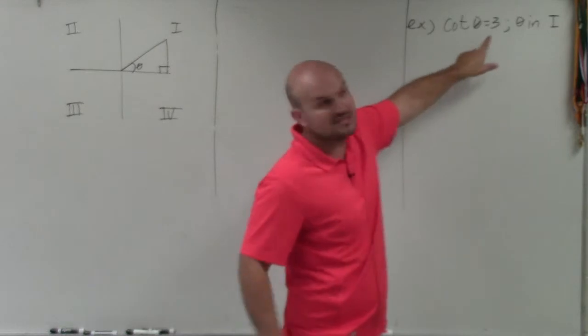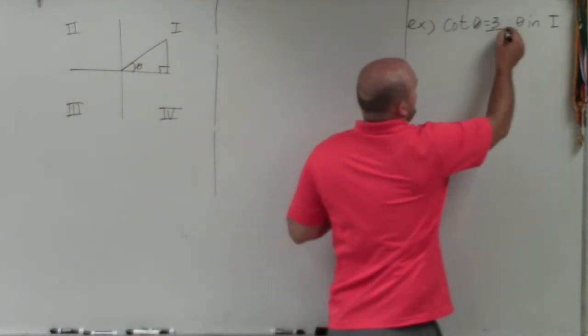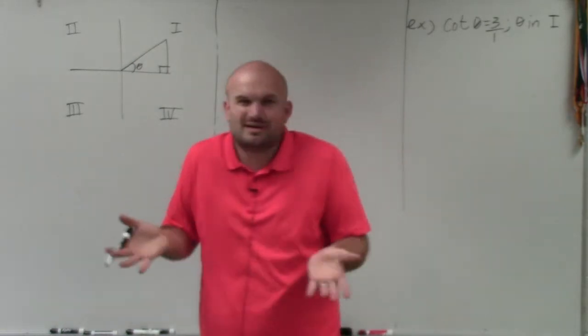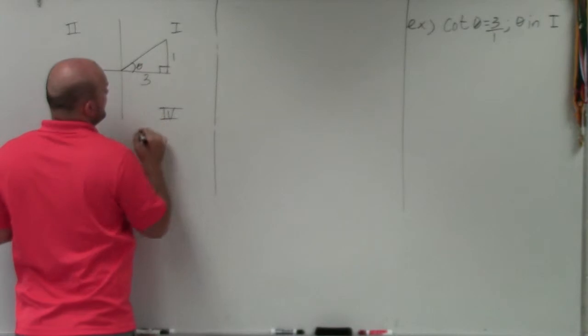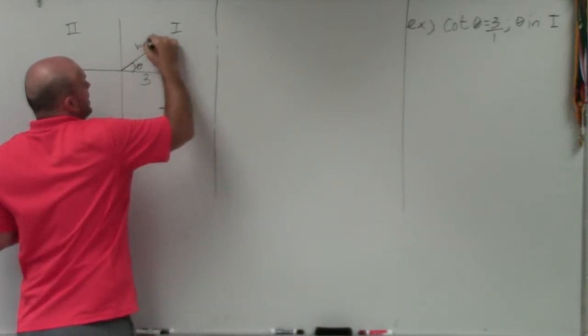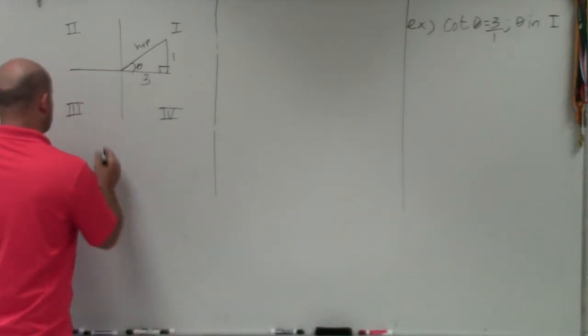Well, you can see here, this isn't a fraction. So what can we do? We can rewrite this as a fraction, 3 over 1. You can always write a number over 1. So therefore, I have 3 over 1. The problem is, we don't know what our hypotenuse is. So we have to use the Pythagorean theorem to figure out our hypotenuse.